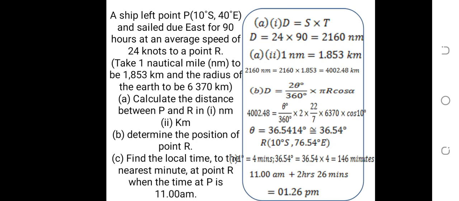A ship left point P, 10 degrees south, 4 degrees east, and sailed due north for 90 hours at an average speed of 24 knots to a point R. Take 1 nautical mile to be 1.853 kilometers and the radius of the Earth to be 6,370 kilometers. A. Calculate the distance between P and R in 1. nautical miles, 2. kilometers. B. Determine the position of point R.